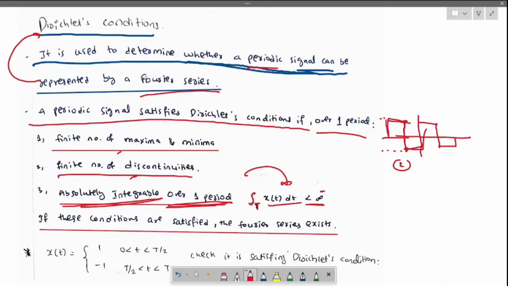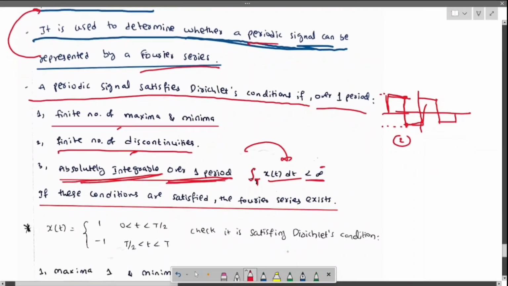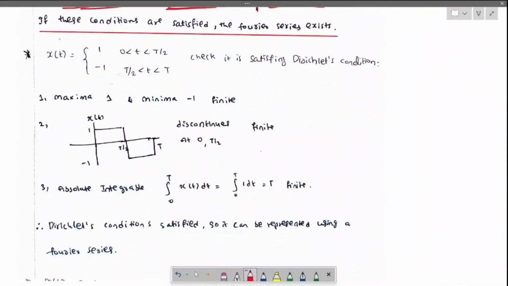Okay, now let us go for the problems. There you will get a clear idea on the Dirichlet condition. Let us see the example: x of t is 1 when t is from 0 to T by 2, and x of t is minus 1 when t is from T by 2 to T. Check whether it satisfies Dirichlet conditions or not.